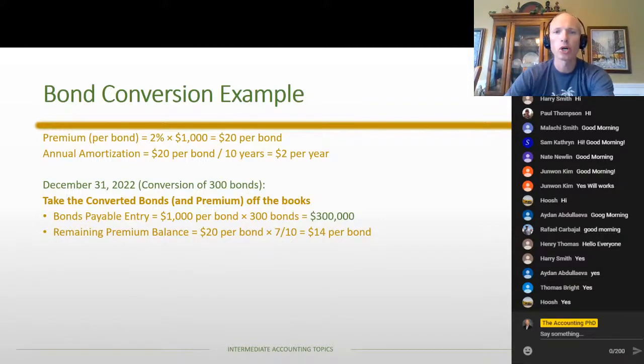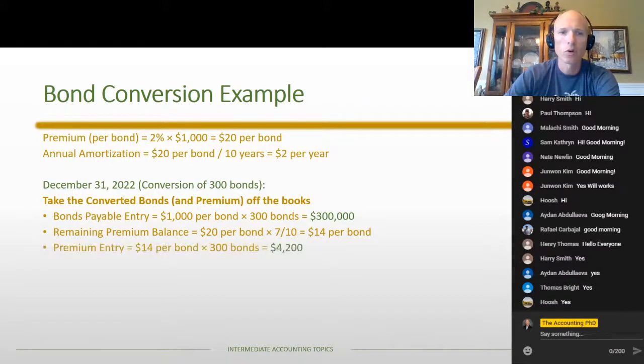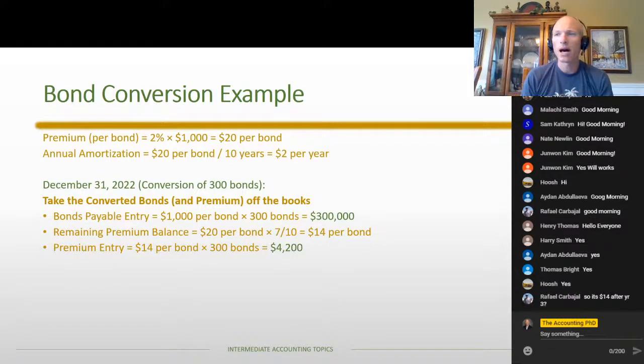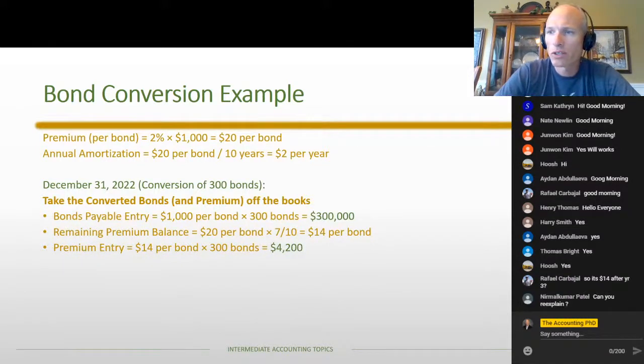Okay, so you have that per bond balance. And so then, of course, we need to apply that. Raphael says, so it's 14 after year 3. Yes, exactly.